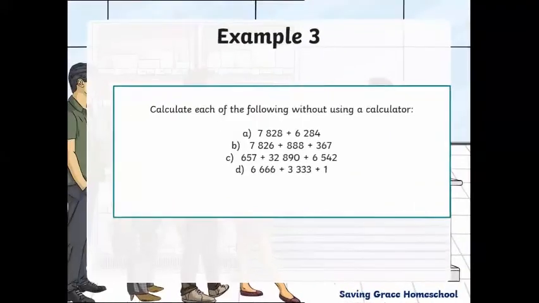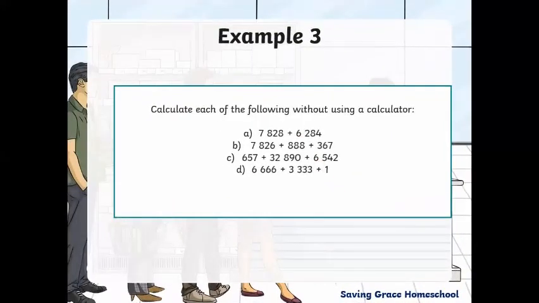Yes, I could go through one quickly. Let's do this one here. We'll do question A, just so I can show you. It's quite hard to write with the mouse, so I hope you can read it. So we have 7,828, right? And then we have plus 6,284. Again, and right, okay, the plus could actually go there. That's probably a better place to do it. And then draw our line.